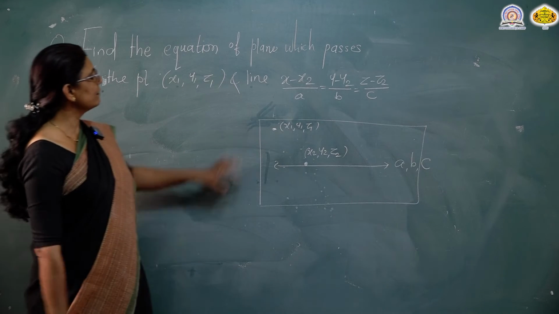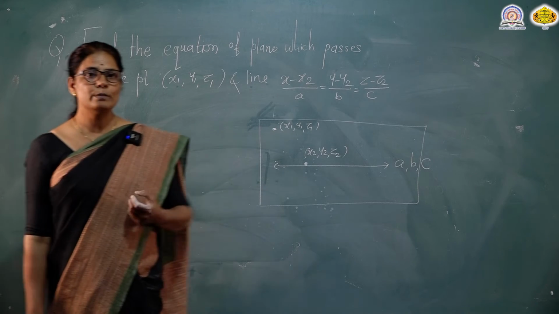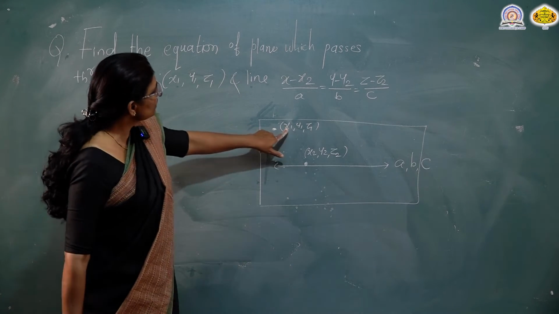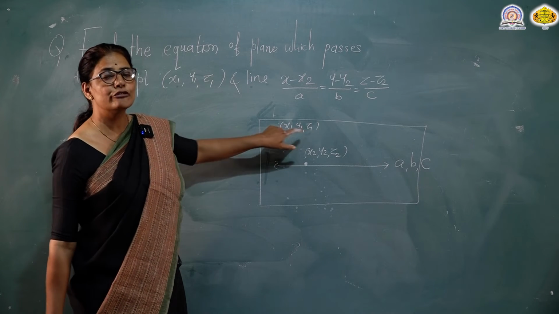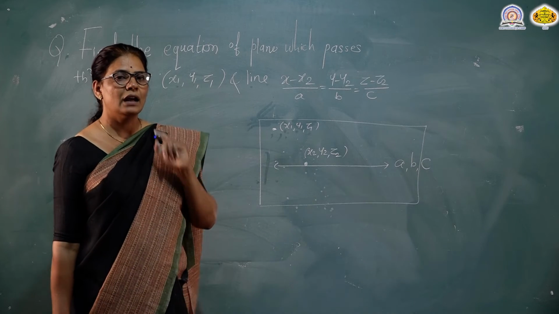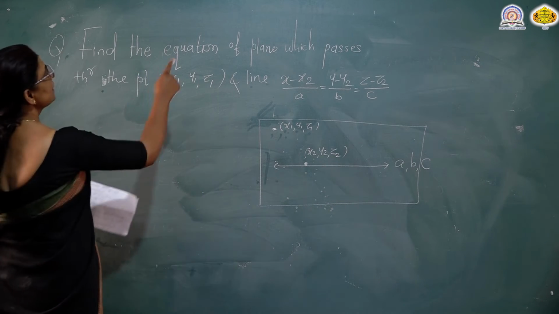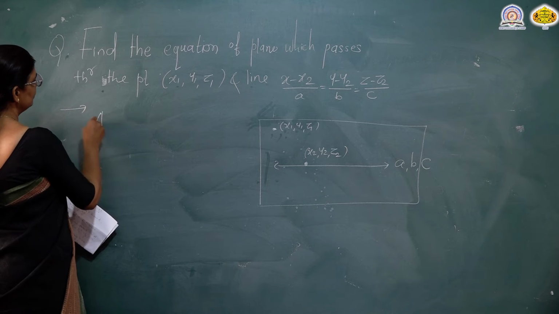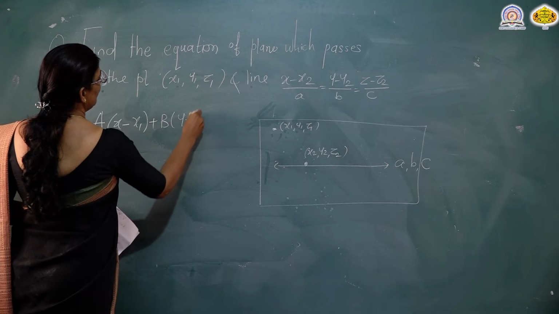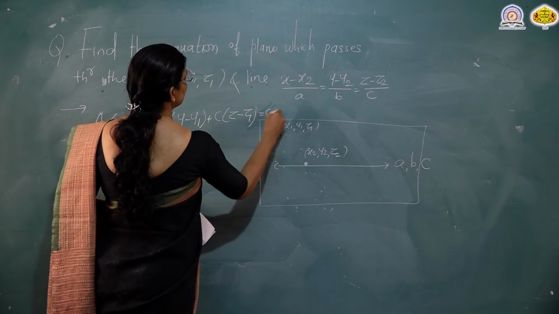And we want to find the equation of the plane. So now we know the equation of a plane which is passing through one single point. This plane is also passing through the point x1, y1, z1. So the equation of the plane which is passing through the point x1, y1, z1 and having DRs capital A, B, C of its normal is: A into x minus x1 plus B into y minus y1 plus C into z minus z1 equals 0.